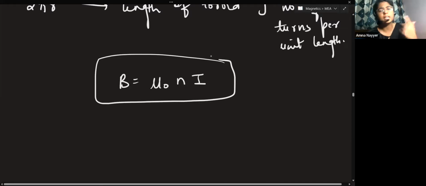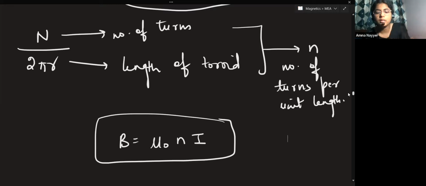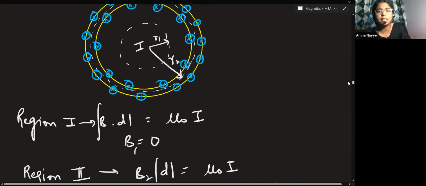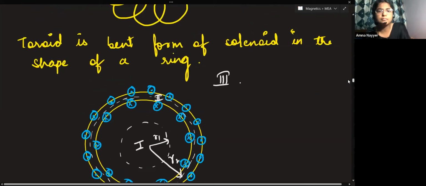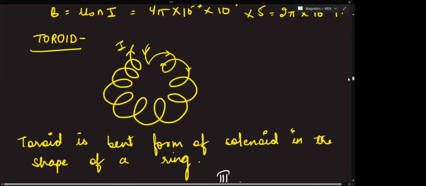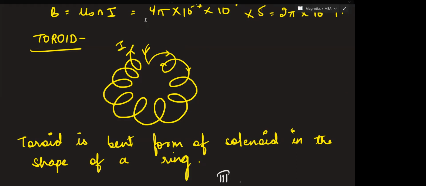And the numericals and everything will be the same. If the number of turns is mentioned to you, then the radius will be given, so take 2 pi R, divide, and get small n. If the number of turns per unit length is mentioned, then directly write it. Is this clear to all of you? Yes or no? Yes, ma'am. Others? Understood, ma'am.